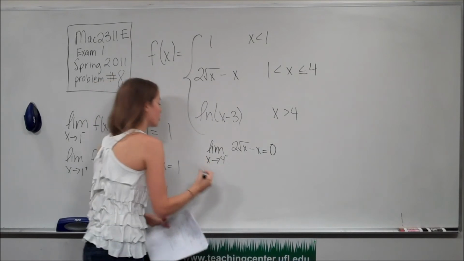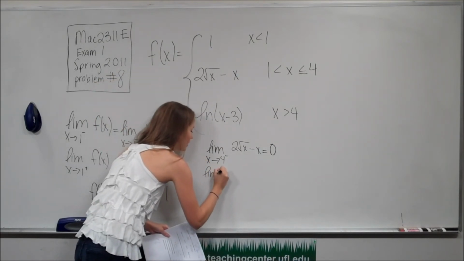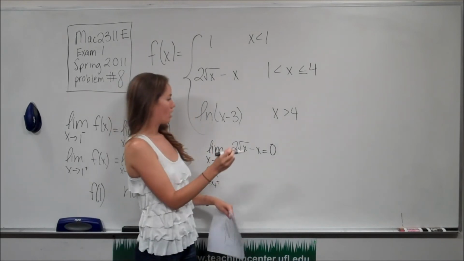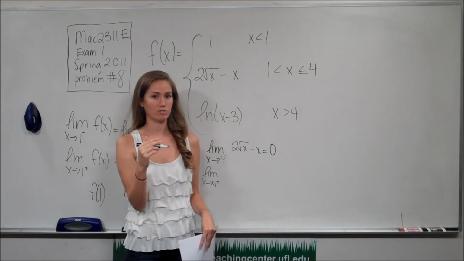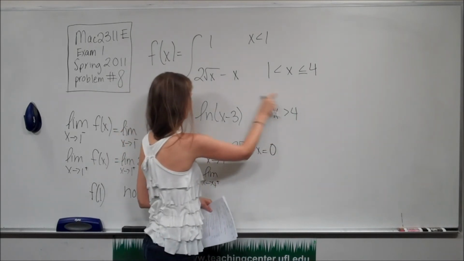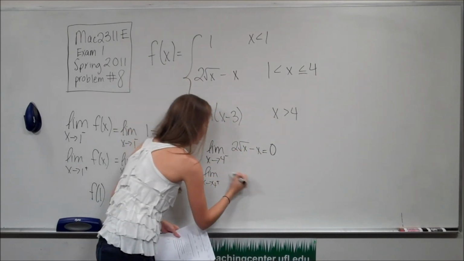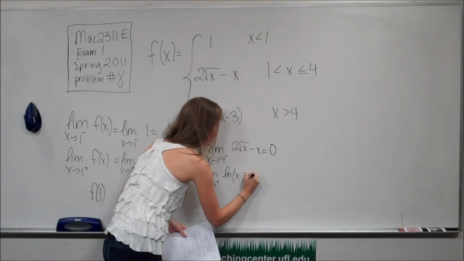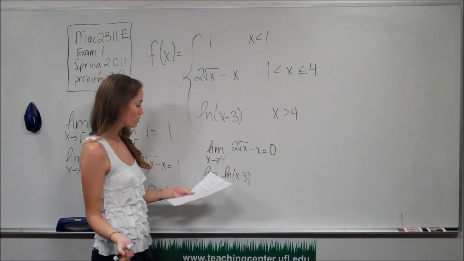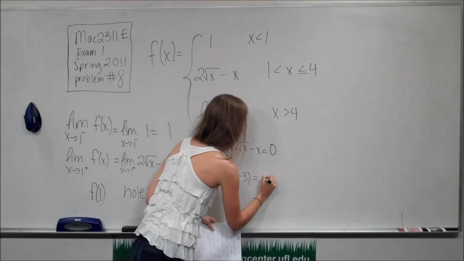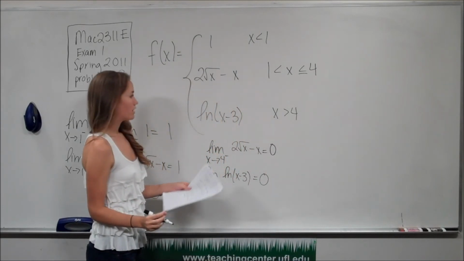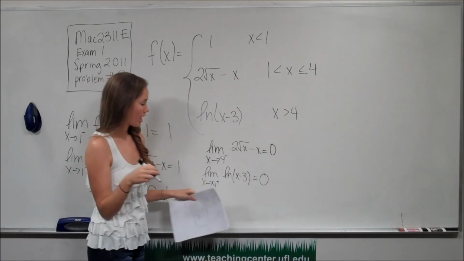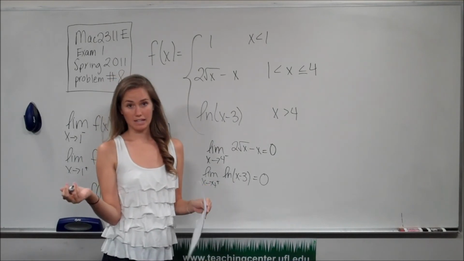And then we're also going to do the limit as x approaches 4 from the right, which, because we're coming in from the right, so it's values that are greater than 4, is going to be this one right here. And so it's the limit of ln of x minus 3, which is also going to be equal to 0. Okay, and so the limit from the left and from the right is equal to 0. And so we know the limit exists.